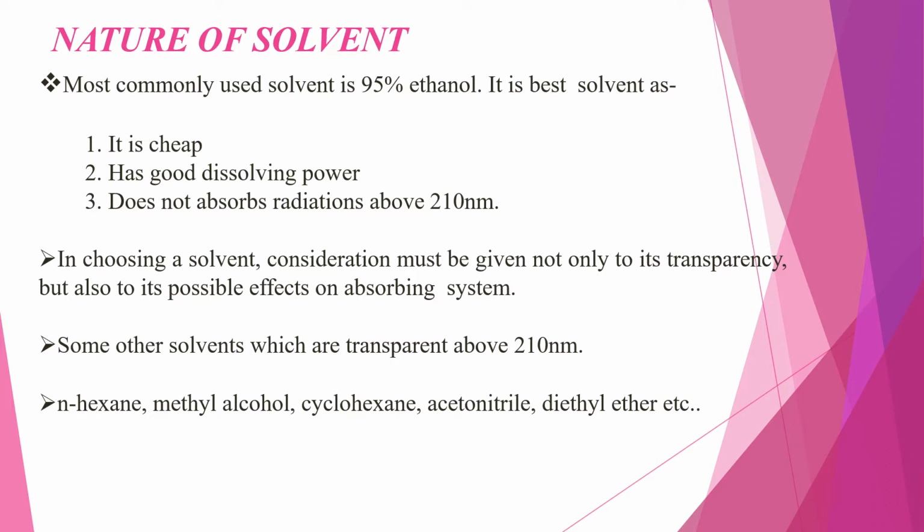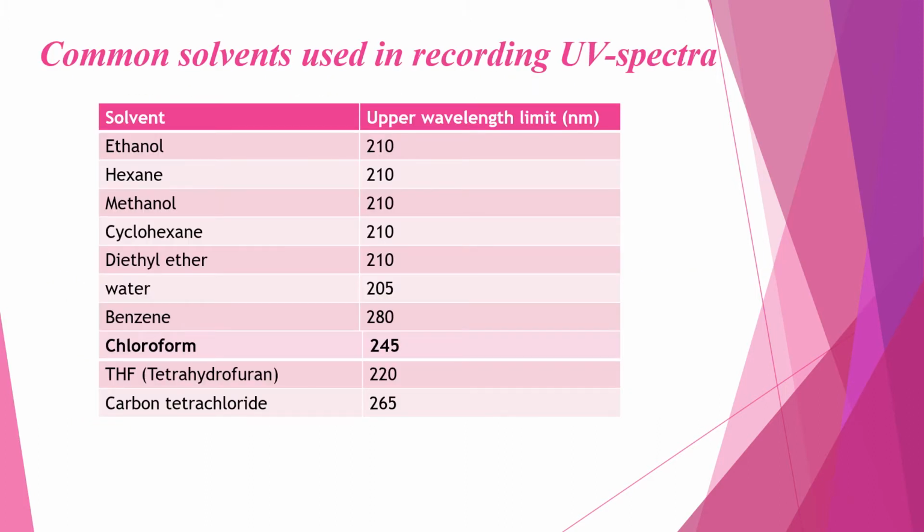In choosing a solvent, consideration must be given not only to its transparency but also to its possible effects on the absorbing system. Some other solvents which are transparent above 210 nanometer are n-hexane, methyl alcohol, cyclohexane, acetonitrile, diethyl ether, etc. The tabular column given here gives the common solvents used in recording UV spectra.